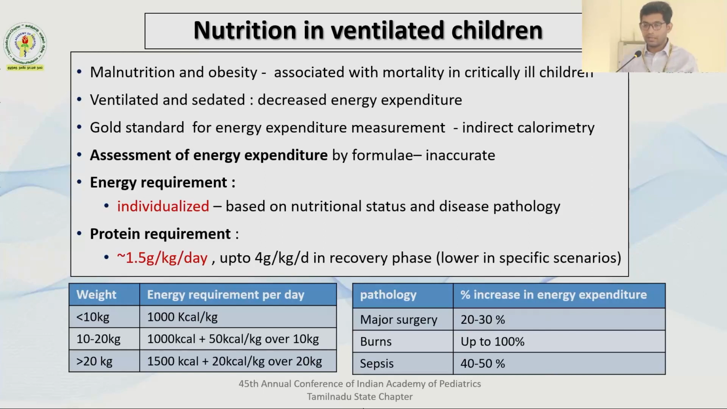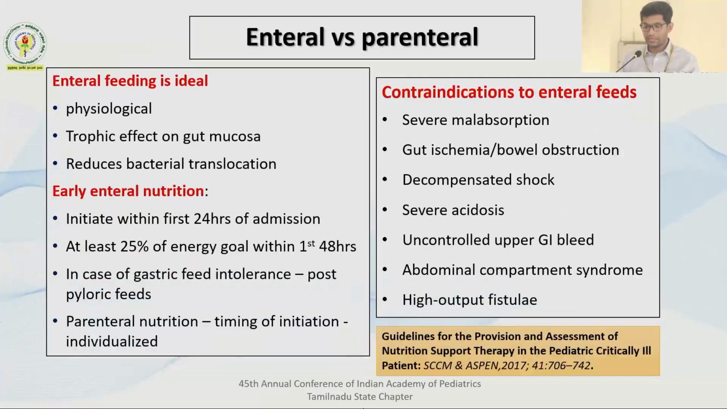You need indirect calorimetry, which unfortunately is not available in every unit. There are formulae available which give us a rough estimate of the calorie requirement for that individual child. Weight-based calorie requirements can be used as a rough marker. Proteins, we start with 1 to 1.5 grams per kg per day and go up to 4 grams per kg even during the rehabilitation phase.